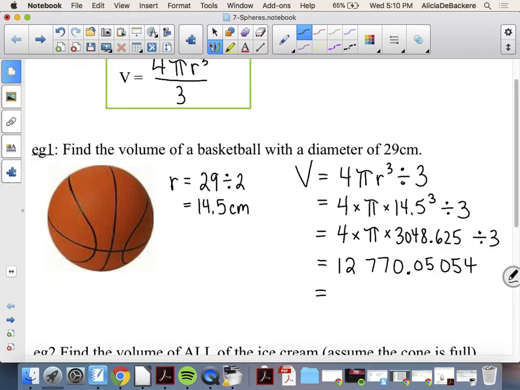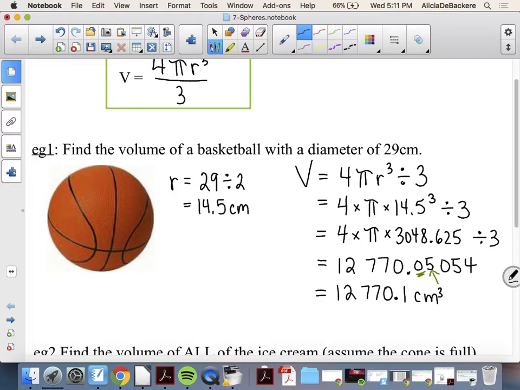I'm going to round this so that there's one number after the decimal. So I'm looking at that first number after the decimal, and the guy right after him makes the decision. Because it's a 5, I'm going to round up. So this becomes 12,770.1. And my units here are centimeters, and because it's volume, it's centimeters cubed.